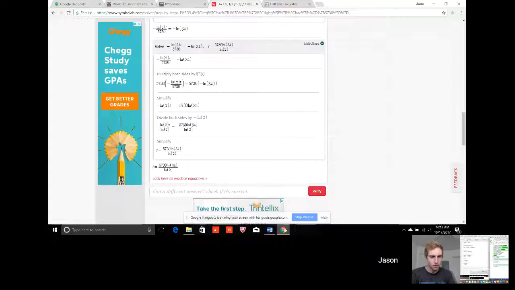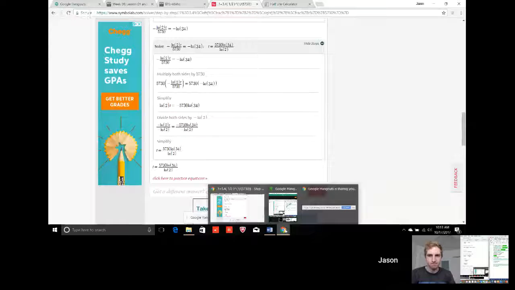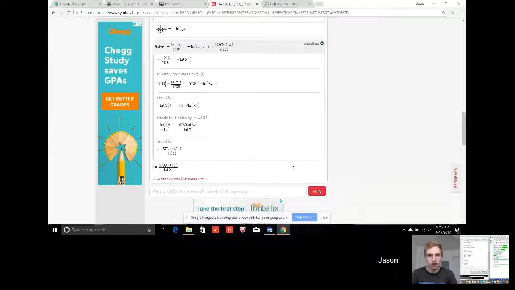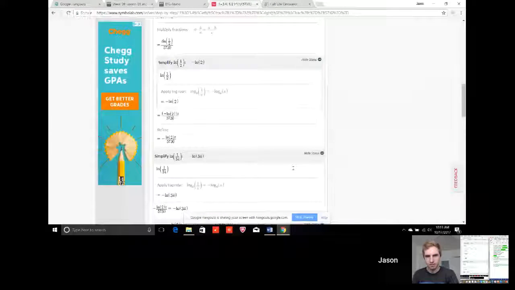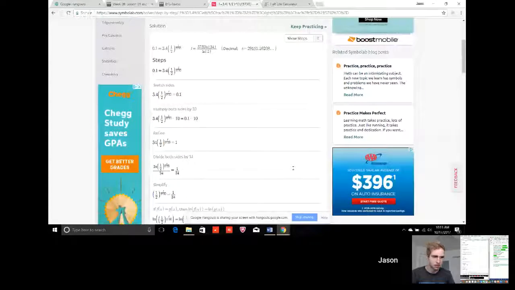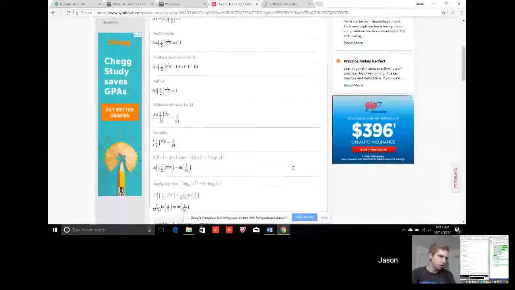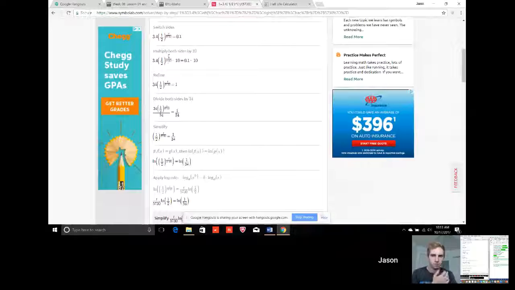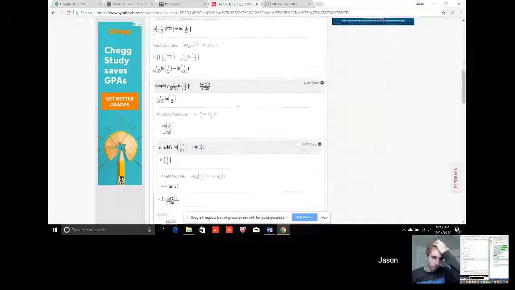Does that make sense to everybody? I think there's a lot of steps, but it's just because it's explaining it. I kind of understand it a little better. All they did was they just got rid of all the fractions by doing the negative natural log, and then they just literally multiplied everything out and divided it over.